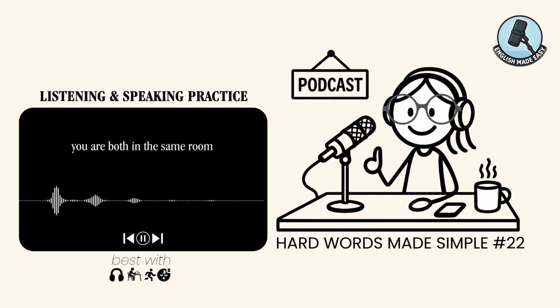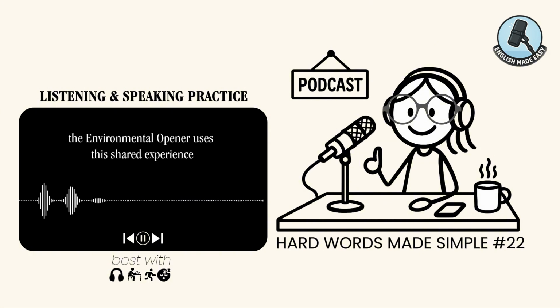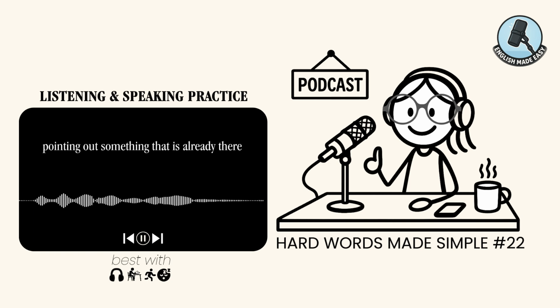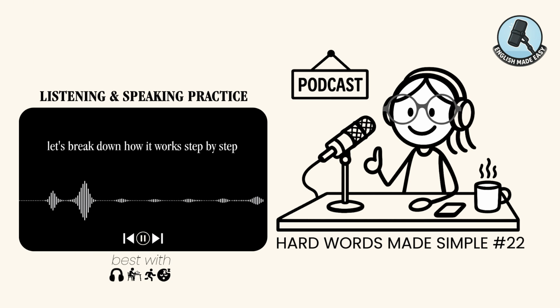You are both in the same room, looking at the same things, hearing the same sounds. The environmental opener uses this shared experience as a bridge. You're not inventing something from nothing. You're simply pointing out something that is already there. This makes it feel low pressure for both of you. Let's break down how it works, step by step.